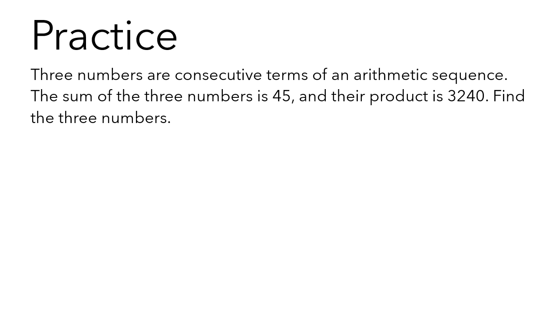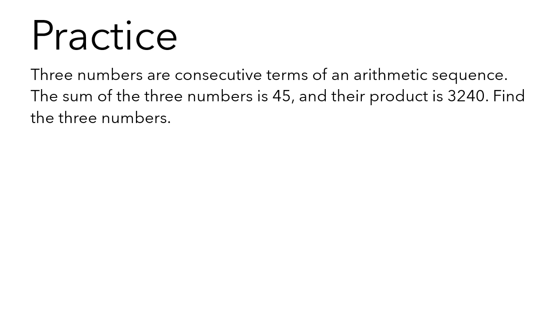Okay, three numbers are consecutive terms of an arithmetic sequence, so they follow after each other. The sum of the three numbers is 45, and their product is 3,240. We need to find those three numbers. To solve a question like this, we're going to use a nice mathematical trick.